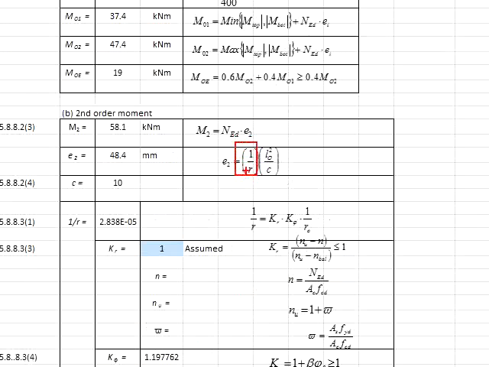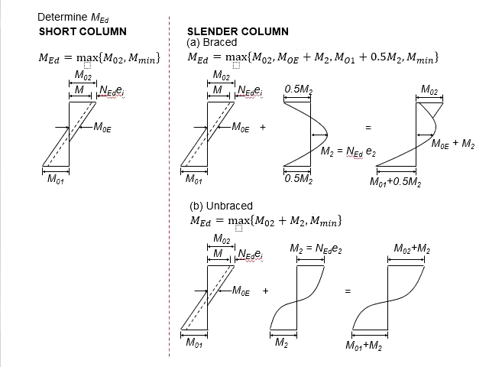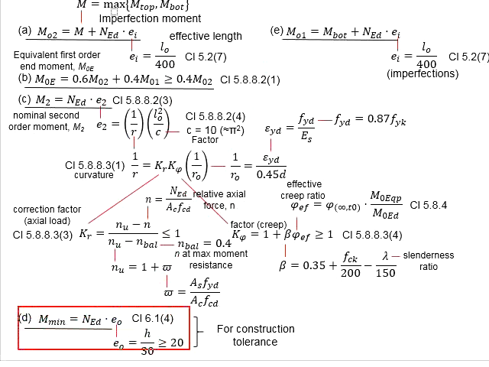Substitute the relevant values into the equations here, as well as the effective length of the columns. You will get E2. The E2 is to be multiplied with the axial load. You will get the M2. With that, you are able to determine the second order moment. Next, you need to determine the M-mean. The M-mean is given by these equations, which is the multiplication of NED with E0.